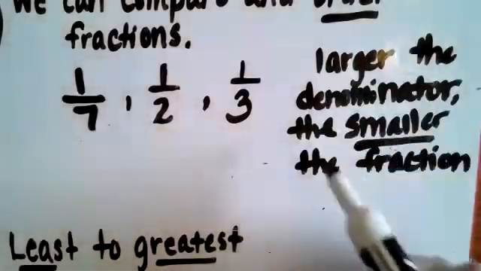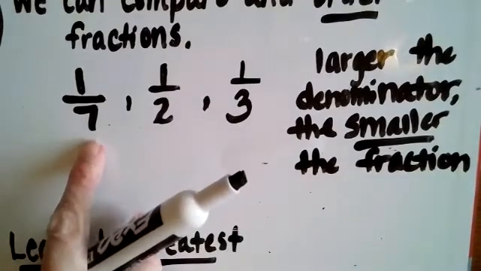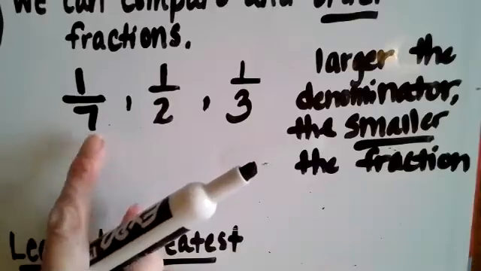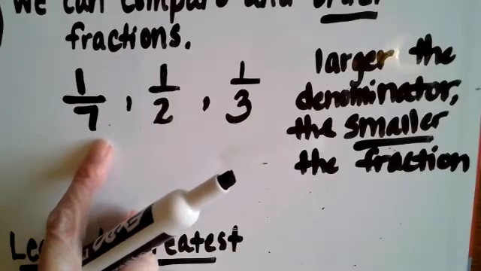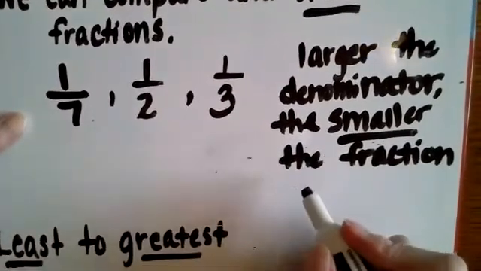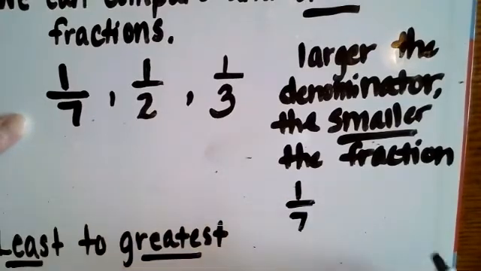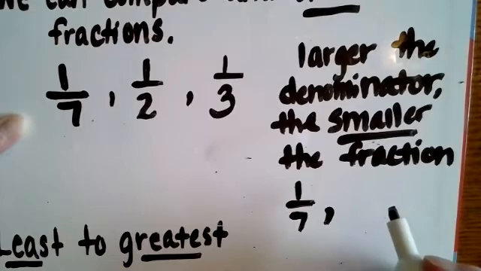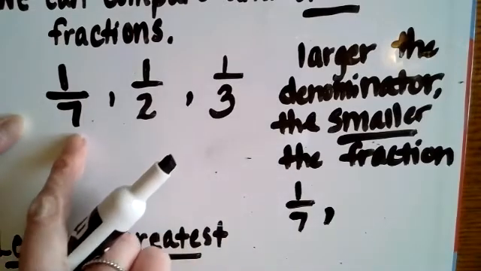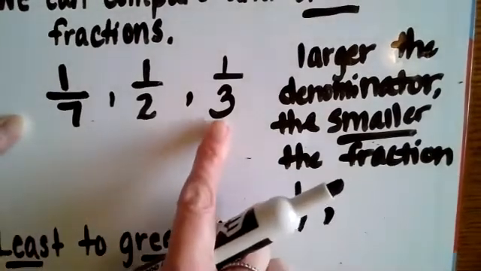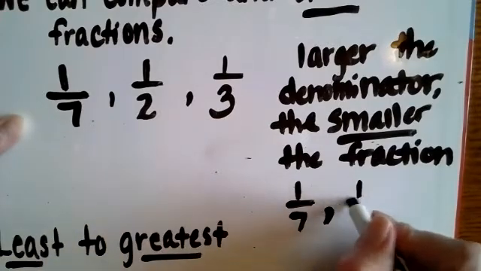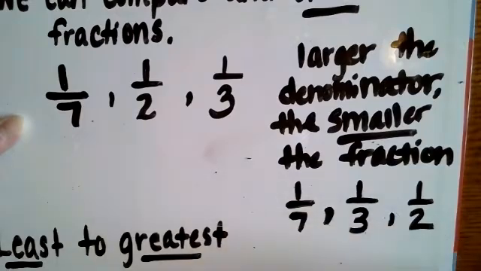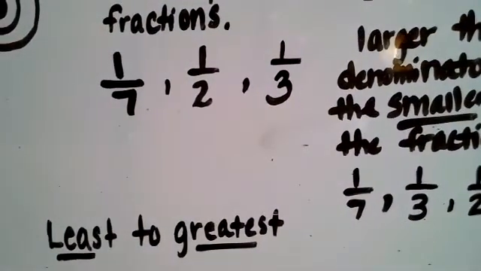Based on this, we know that the largest denominator we have is a 7. So that is probably our smallest fraction. I'm going to say that 1/7 is the smallest fraction. I'm listing these from least to greatest. My next biggest denominator is 1/3. And then all that's left is 1/2. Now let's support that with a visual model.